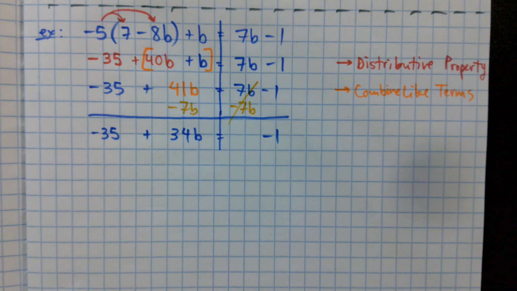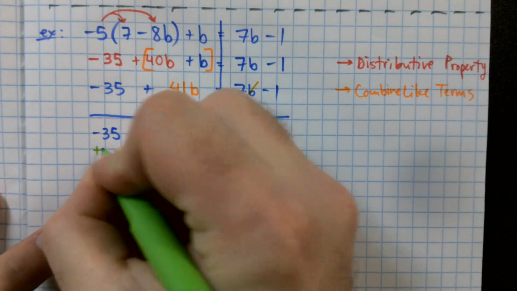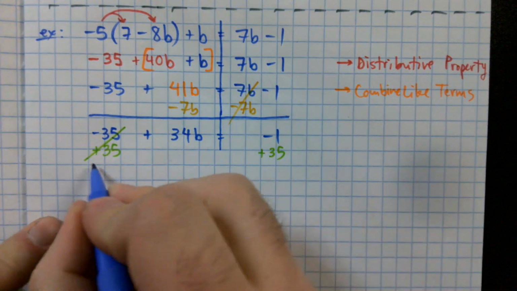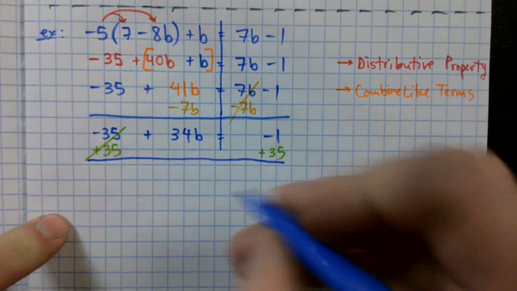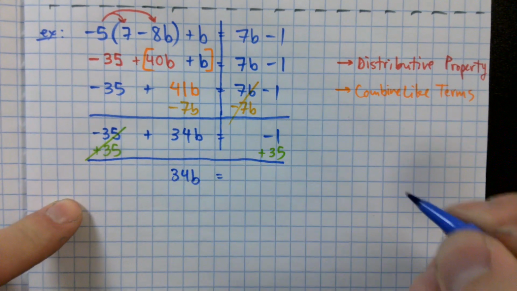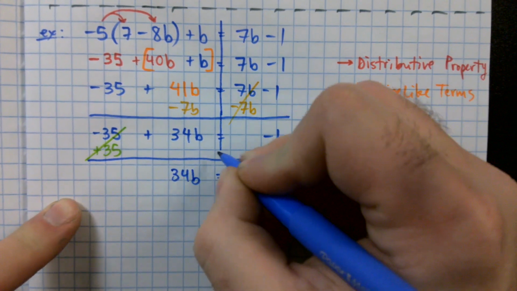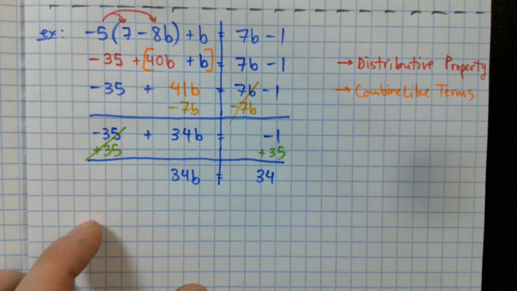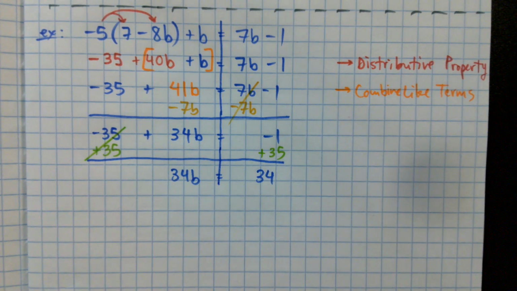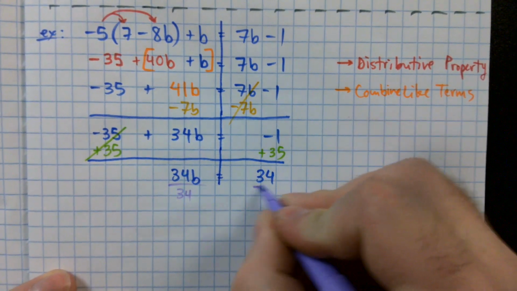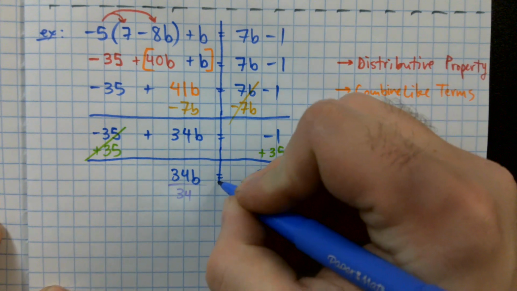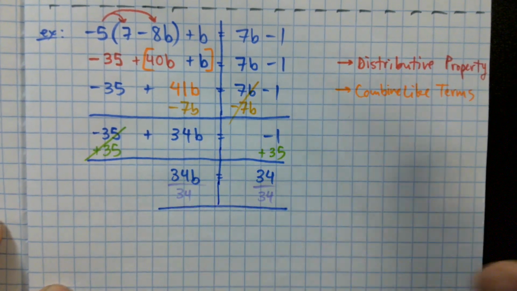What do I want to do now? Add 35 to both sides. My 35s go away. I'm left with 34b equals 34. Then we're going to divide both sides by 34. And then what do we get? 34 over 34? 1. Yeah. 1. b equals 1. Good.